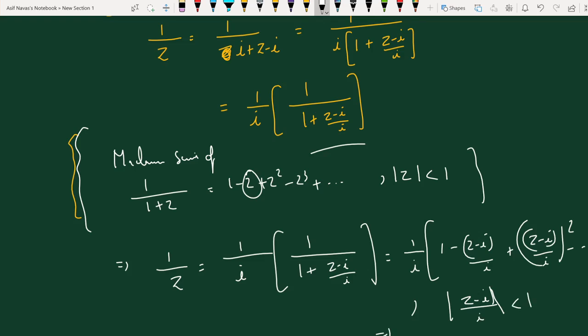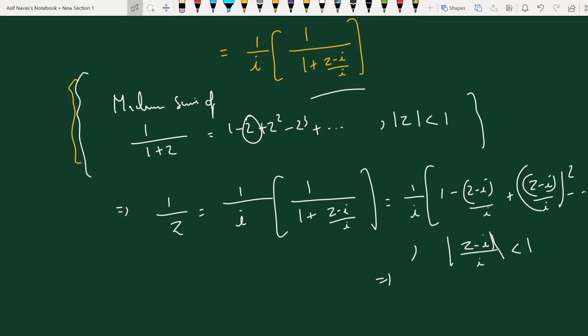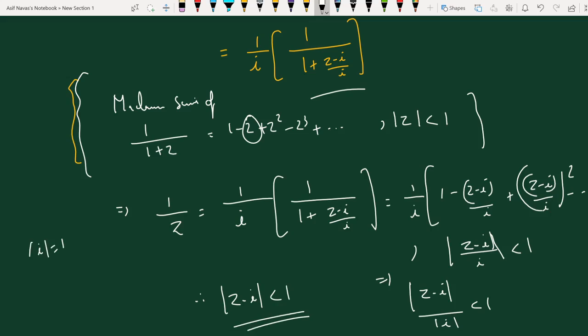Which implies mod z minus I by mod I less than 1. So therefore this is valid when mod z minus I less than 1. Why? Because mod I equal to 1.